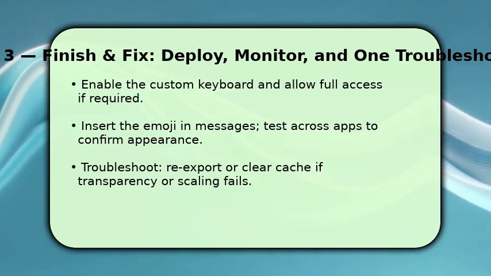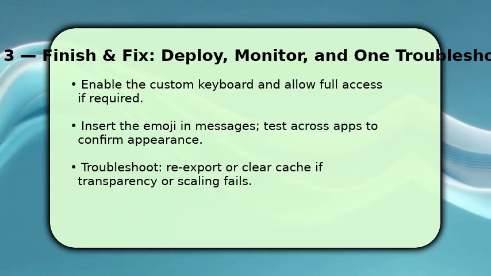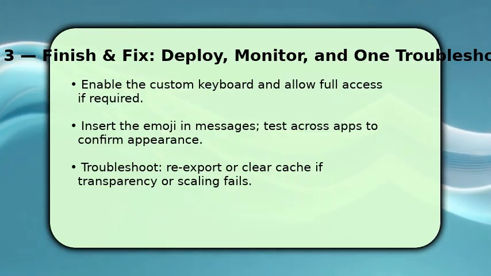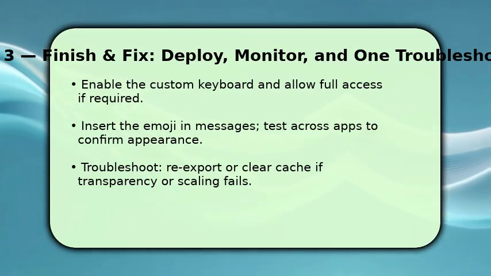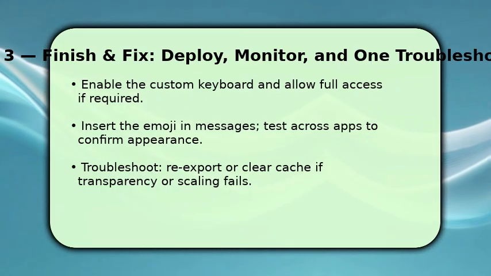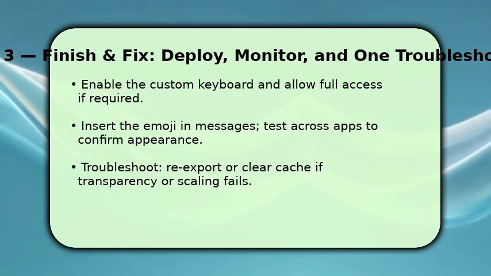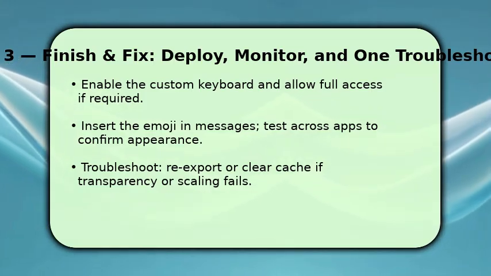Then open a messaging app, insert the custom battery via the keyboard shortcut or sticker panel, and inspect how it renders. If it looks cropped or loses transparency, re-export the image at a different size, clear the app cache, and retry. This usually resolves rendering issues.